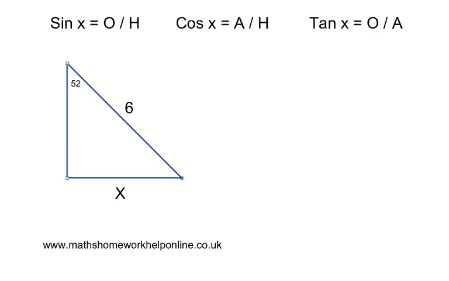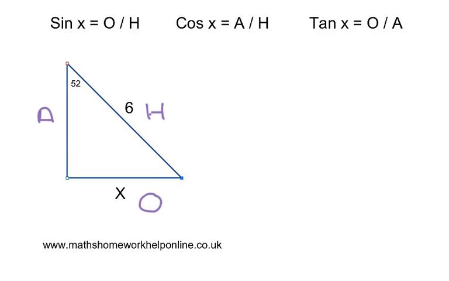So the first one, we've got a right angle triangle. We know the angle is 52 and we've got a length of 6 and we want to find one of the other lengths. So the first thing we do is label the sides: the hypotenuse, which is always the longest side, the adjacent length, which is always the length next to the angle, and the opposite length, which is always the length opposite the angle. So when we look at what we've got, we know the opposite side and the hypotenuse.